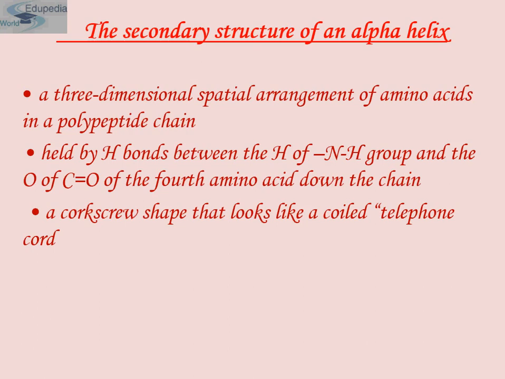So, in summary, the secondary structure of an alpha helix is a three-dimensional spatial arrangement of amino acids in a polypeptide chain. They are held by hydrogen bonds between the H of the NH group and the O of the CO group of the fourth amino acid down the chain. It is a corkscrew shape that looks like a coiled telephone cord.